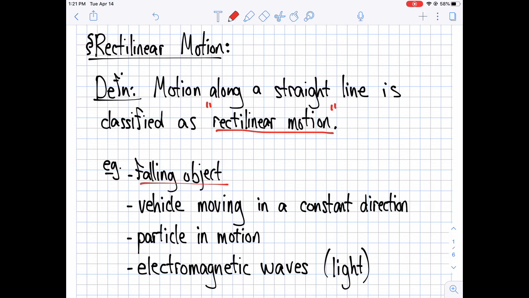You can look at a vehicle moving in a constant direction, so that's going to be a car or an airplane, whatever the case is. You could also look at a particle in motion, or also electromagnetic waves. If you're looking at the wave as a whole, it's going to be traveling in rectilinear motion. So specifically for this topic, we will be looking at two things. We're going to be looking at displacement, and we're going to be looking at distance traveled.